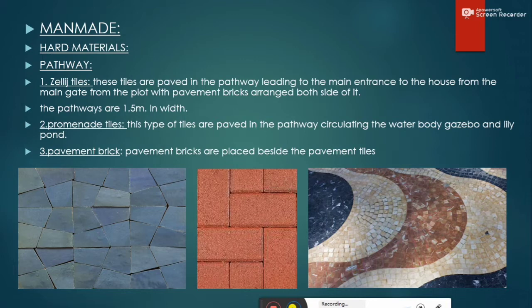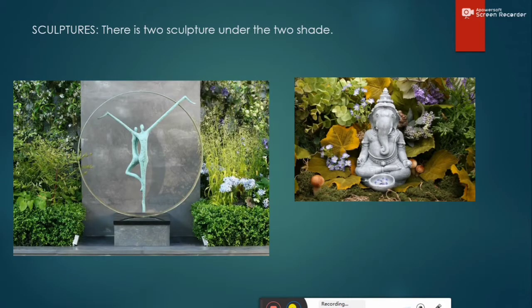Promenade tiles: this type of tile is paved in the pathway circulating the water body, gazebo and lily pond. Pavement brick: pavement bricks are placed beside the pavement. There are 2 sculptures under the 2 shades.